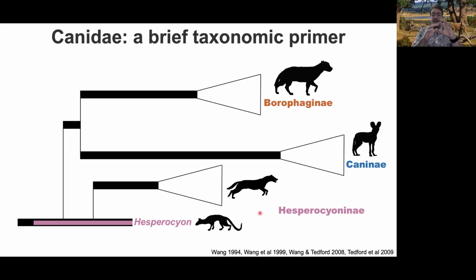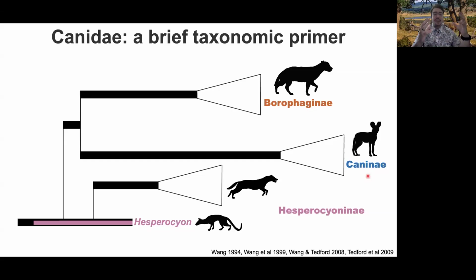So let me give you a quick little taxonomic primer on canids so we can be on the same page here. Canidae is generally divided into 3 subfamilies. This is all based on a monumental body of work from the late 20th and early 21st century by Wang and Tedford. We have Hesperocyoninae, which is considered paraphyletic because as part of Hesperocyoninae, we have Hesperocyon, a genus that, especially the species Hesperocyon gregarius, is thought to have generated the other 2 subfamilies through budding. The other 2 subfamilies being Borophaginae and Caninae.